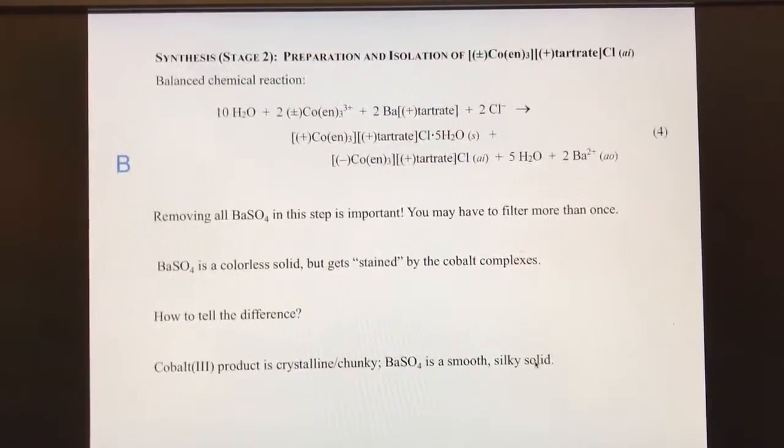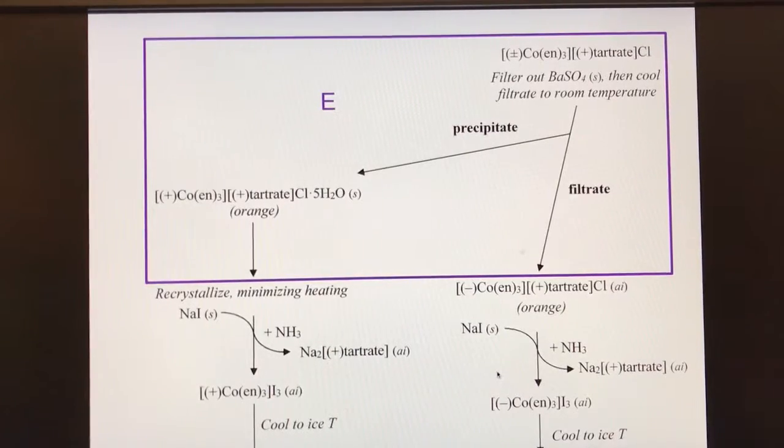Okay, so as we follow down this synthetic procedure again, I just wrote out here again what I just said. Removing it, it's a colorless solid but gets stained. How to tell the difference? Look at the consistency of those compounds. All right, and then you get to separate the two enantiomers from each other.